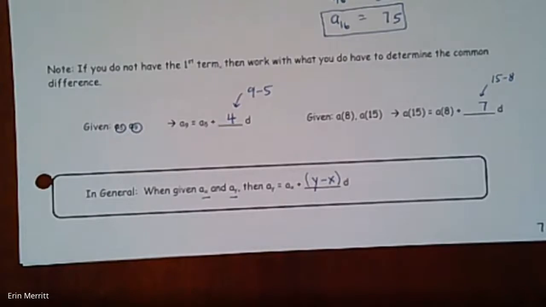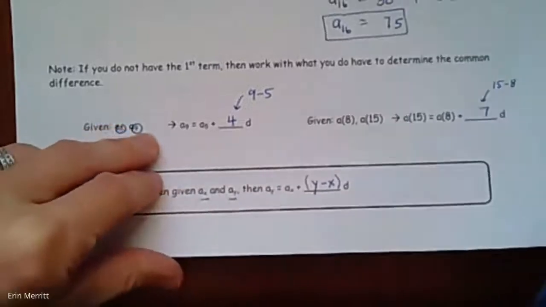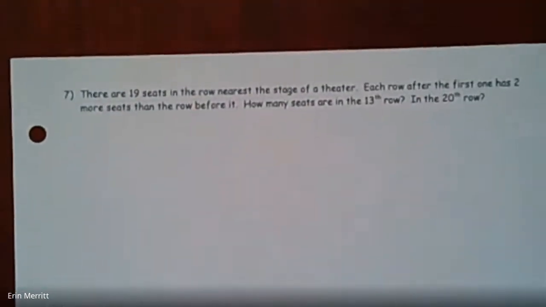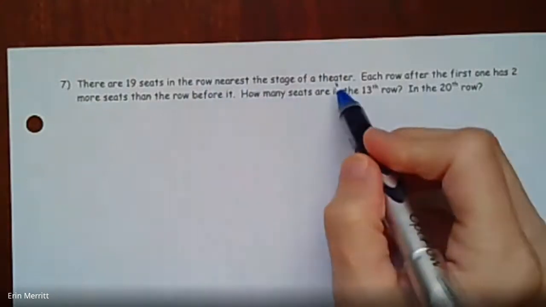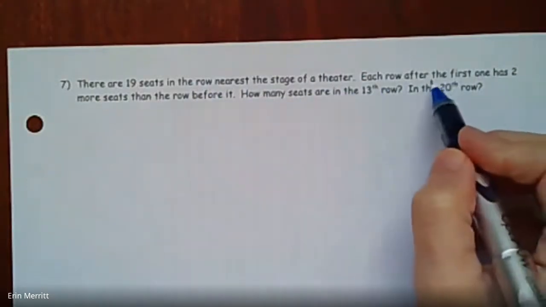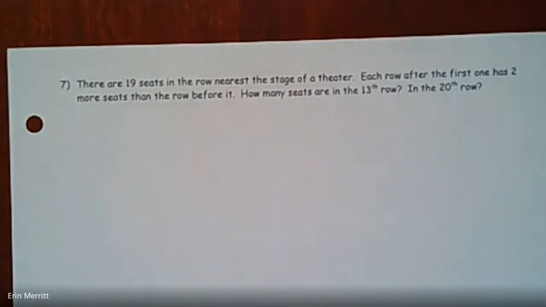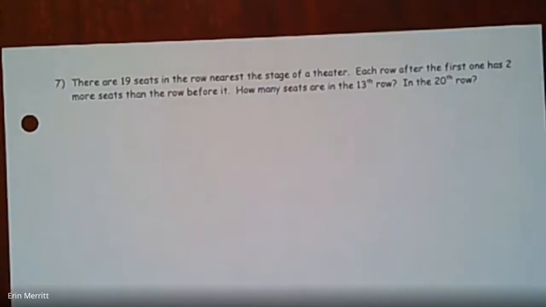We have one last page, and I want to look at just the top question. So the top question, number 7 here, says there's 19 seats in the row nearest to the stage of the theater. Each row after the first row has 2 more seats than the row before it. How many seats are in the 13th row? How many seats are in the 20th row?